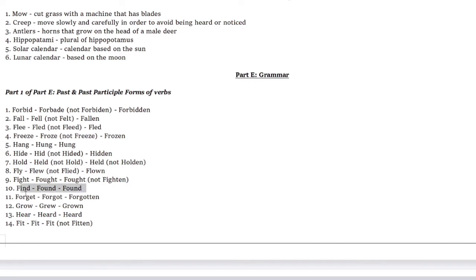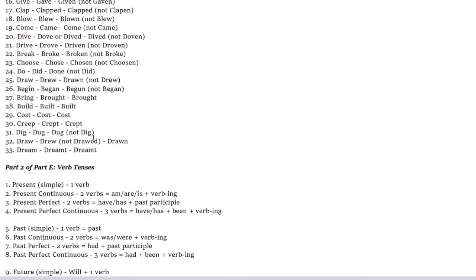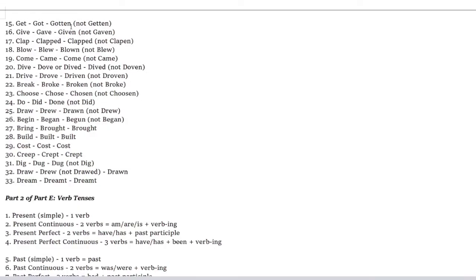Find, found, found. Forget, forgot, forgotten. Grow, grew, and grown. Hear, heard, and heard. Fit, fit, and fit. So not fitting, but fit. 15. Get, got, gotten, not getting. Give, gave, given. Clap, clapped, and clapped. Blow, blew, and blown. 19. Come, came, and come, not came.